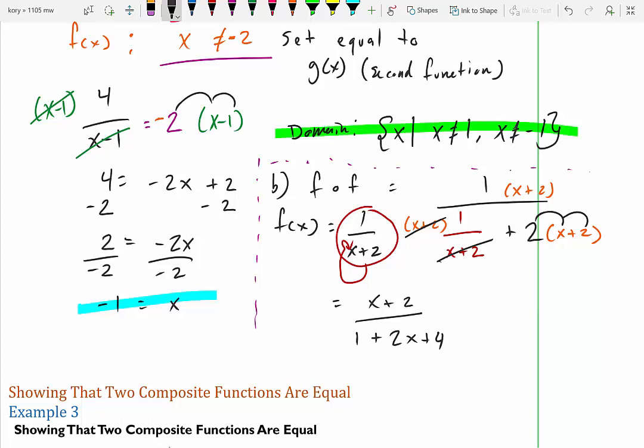Should we combine like terms? Always. So we have x plus 2 over 2x plus 5. Can we simplify that? Anything in common on the bottom? Nope, can't. So that is it. That is f composed with f.